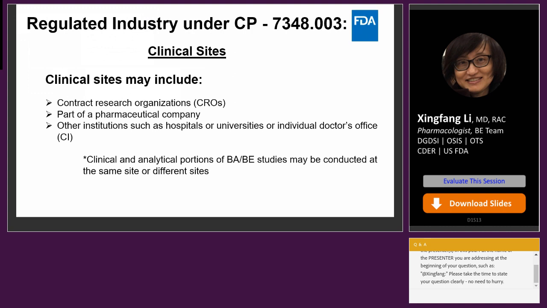The regulated industry and the CP: 48003 covers the clinical site, not the individual clinical investigator. A clinical site may include independent contract research organizations or exist as part of the pharmaceutical company or other institutions such as hospitals, universities, or individual doctor offices. The clinical and analytical portions of a BA/BE study may be conducted at the same site or at different sites.